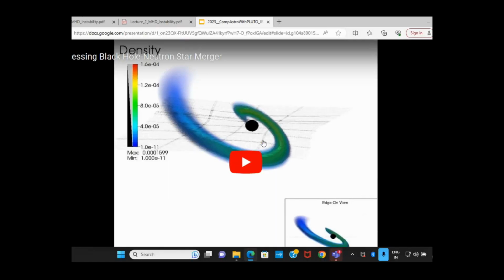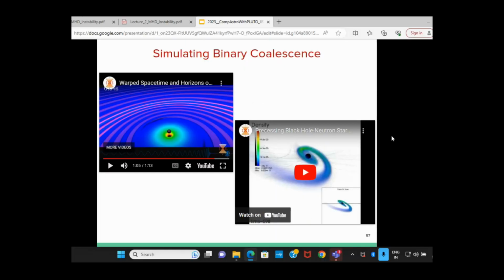How was the neutron star modeled? As a fluid, as a sphere of fluid. Okay, this all ties into another question I'll have. I'll just ask it later. Right. So how is the neutron star modeled?